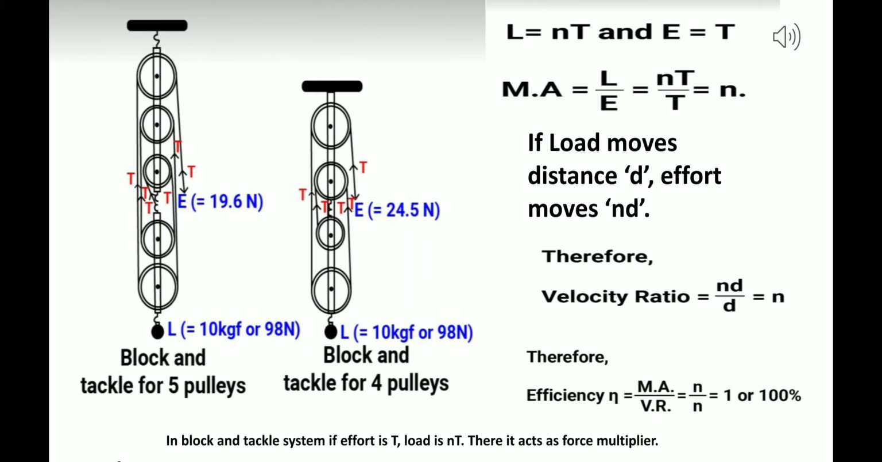That means in ideal conditions, where there is no friction, you will have the efficiency of the block and tackle system as 1 or 100%. This is the ideal situation, okay? So let's move further.